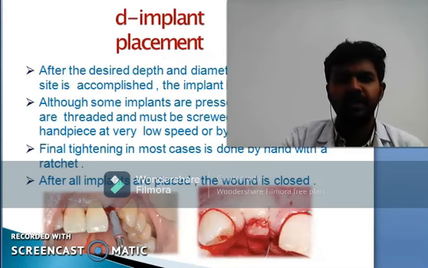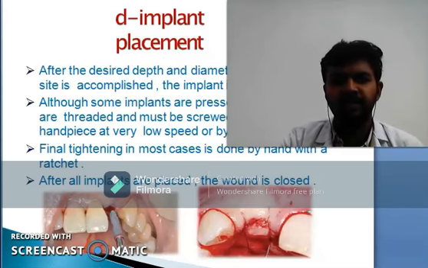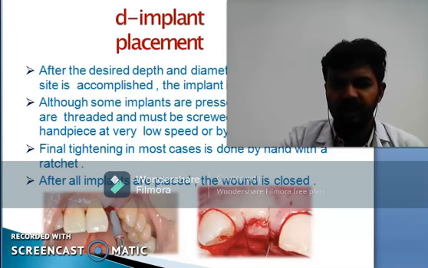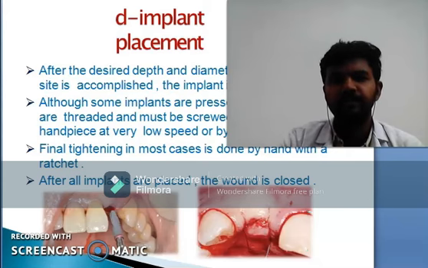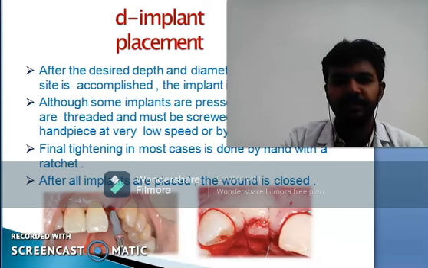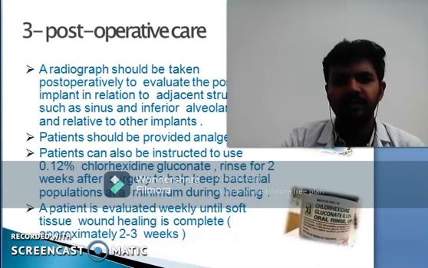Implant placement. After the desired depth and diameter of the recipient site are accomplished, the implant is placed. Although some implants are pressed into place, most are threaded. They must be screwed in place by the handpiece at a very low speed or by hand. The final tightening in most cases is done by hand with the ratchet. After all implants are placed, the wound is closed.